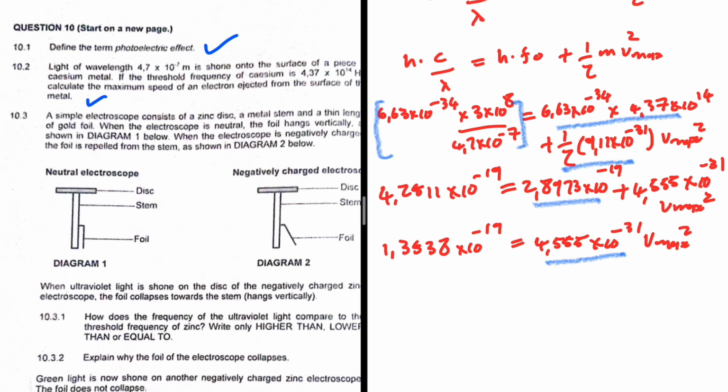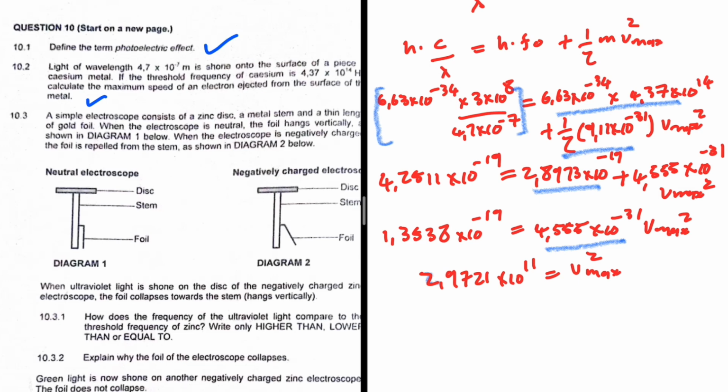So 1.3538 times 10 to the minus 19 divided by 4.555 times 10 to the minus 31. Let's see. 2.9721 times 10 to the power 11 is equal to V max squared. Let's take square roots on both sides.